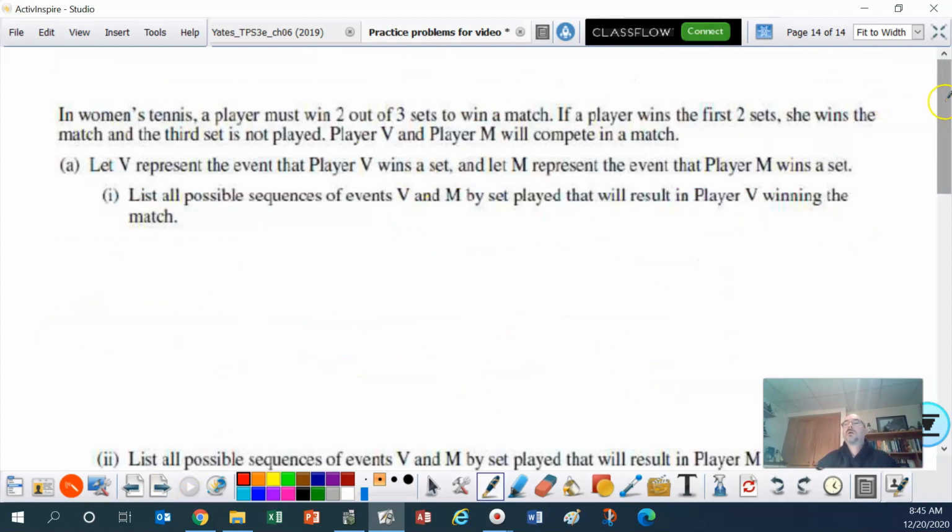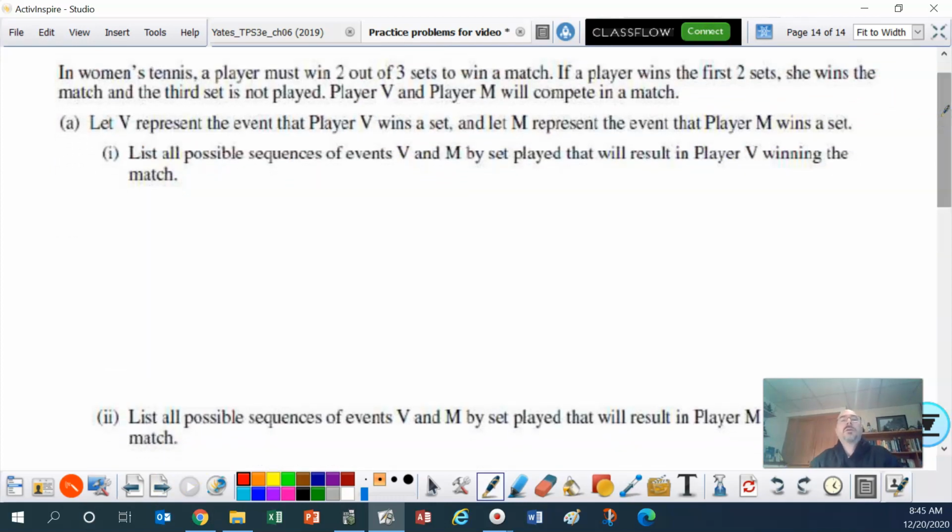All right, here we go. In women's tennis, a player must win 2 out of 3 sets to win a match. If a player wins the first 2 sets, she wins the match, and the third set is not played. Player V and player M will compete in a match. Sorry about that. First part, A: let V represent the event that player V wins a set, and let M represent the event that player M wins a set. List all possible sequences of events V and M, by set played, that will result in player V winning the match.